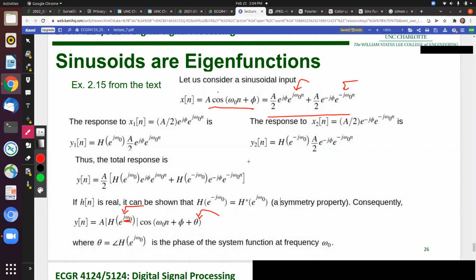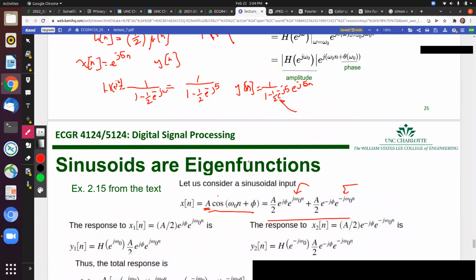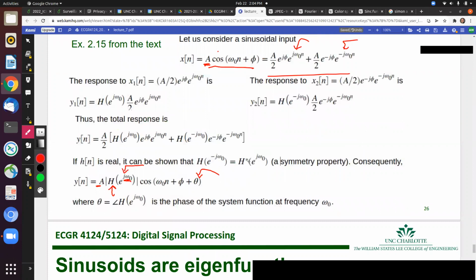which multiplies the sinusoid. So here we had A was the magnitude going in. So you have A times the magnitude response evaluated at omega naught. What does that mean? You need to take the magnitude of this number, right? And that's what would go here. And then you get the phase of that number. And the phase is what goes here.